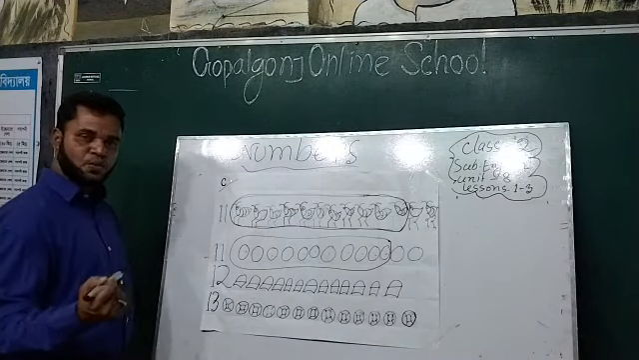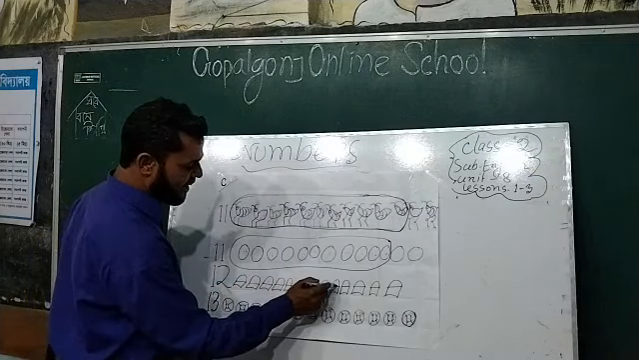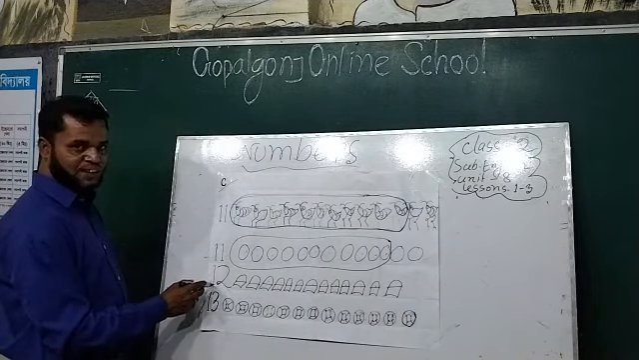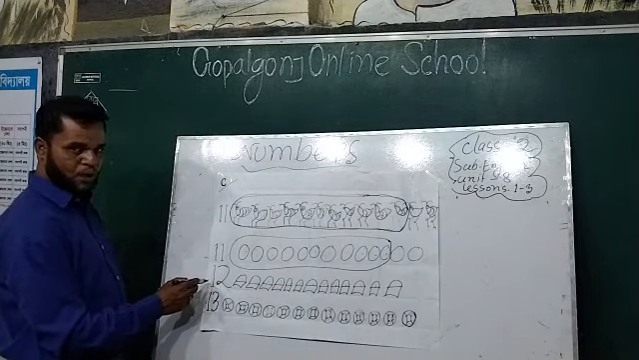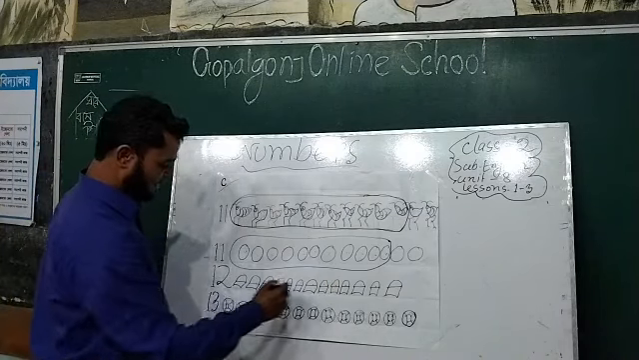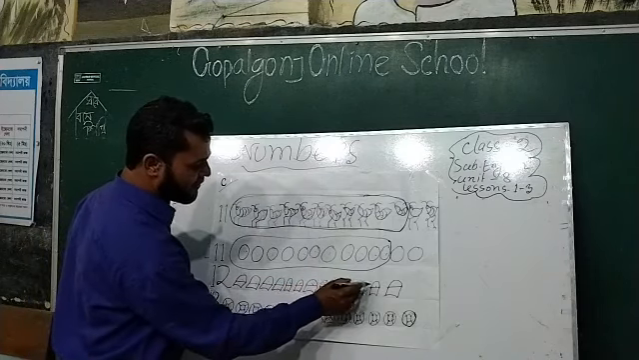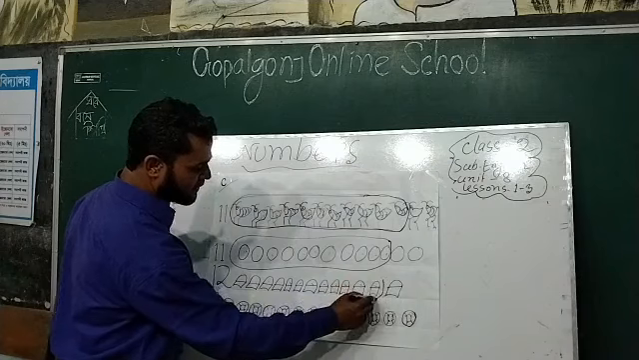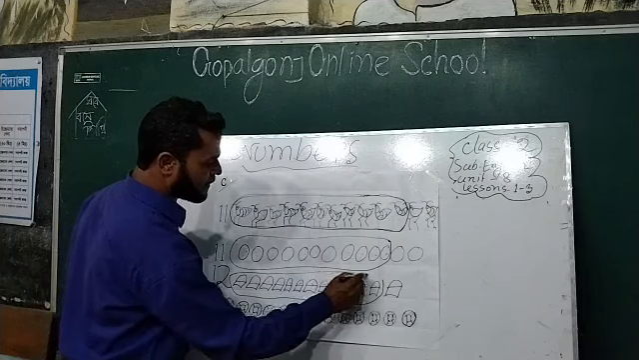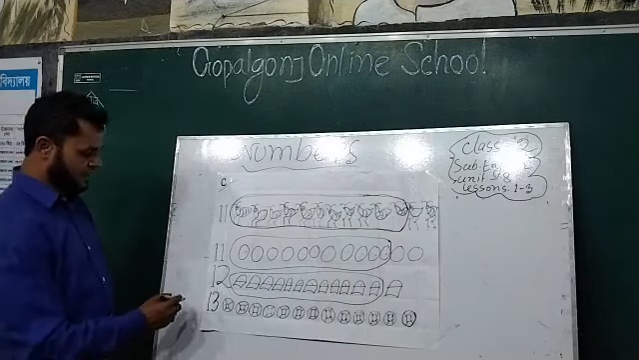Let's count 12 caps. 1, 2, 3, 4, 5, 6, 7, 8, 9, 10, 11, 12. So, what's this? What is the number? 12. Let's count 12 from here. 1, 2, 3, 4, 5, 6, 7, 8, 9, 10, 11, 12. So, let's make a circle with 12 caps. Circle. And last one.